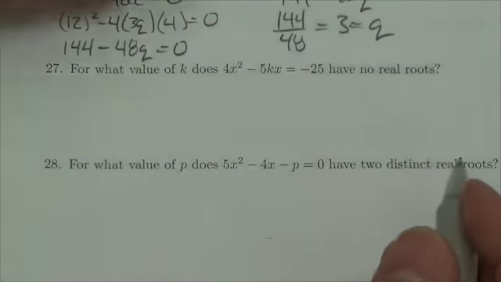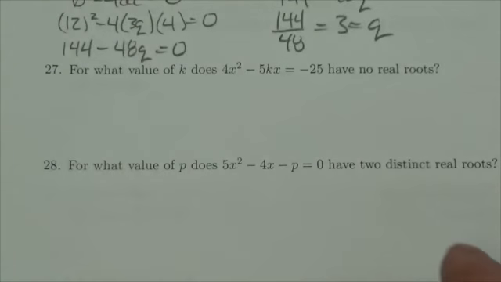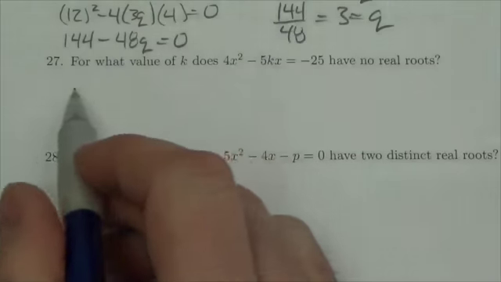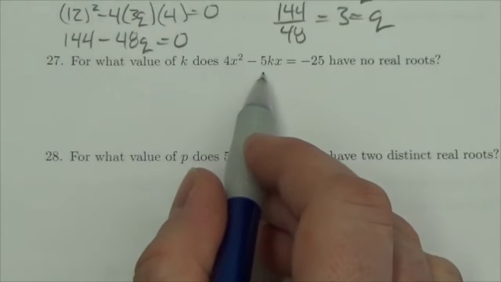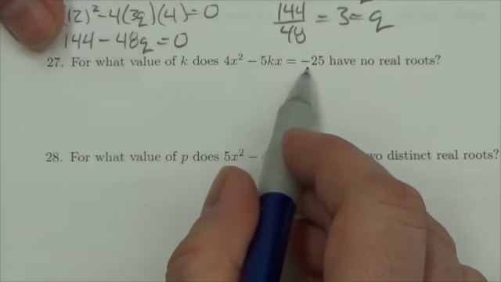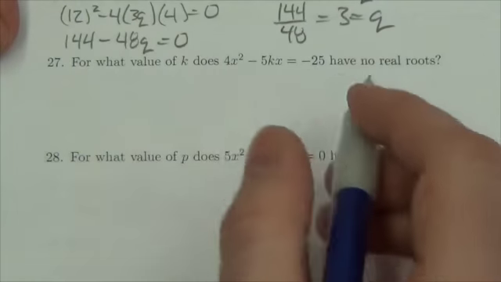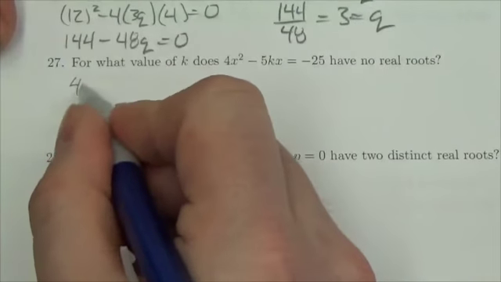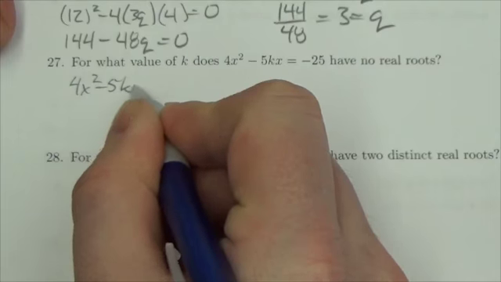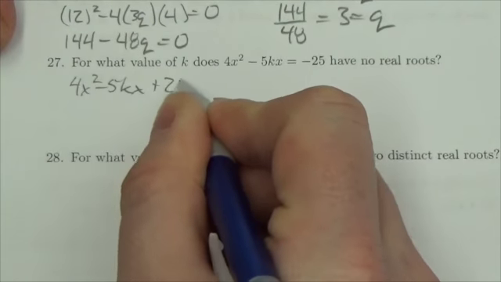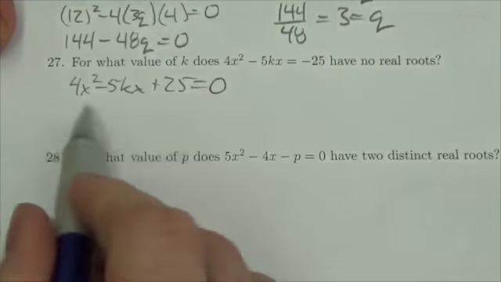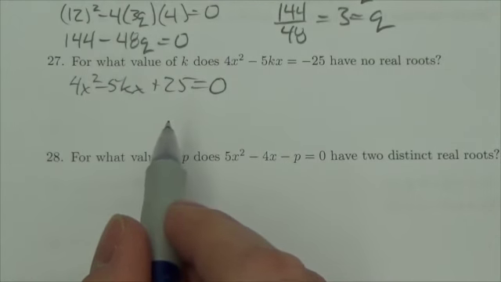All right, everybody, we're working through the quadratic functions and equations review. We're on question 27. For what value of k does 4x squared minus 5kx equal to negative 25 have no real roots? Okay, well, first of all, before we answer that question, we really should bring that over so that the quadratic here is equivalent to 0.